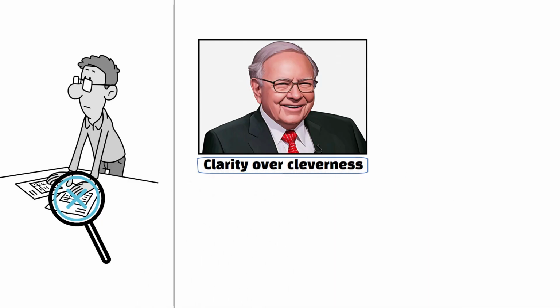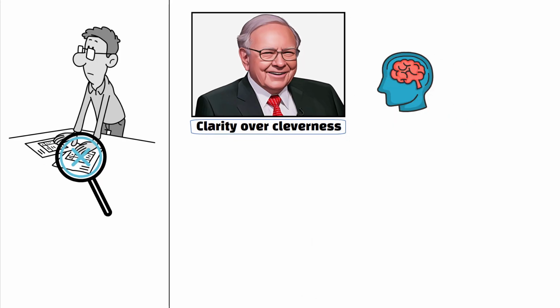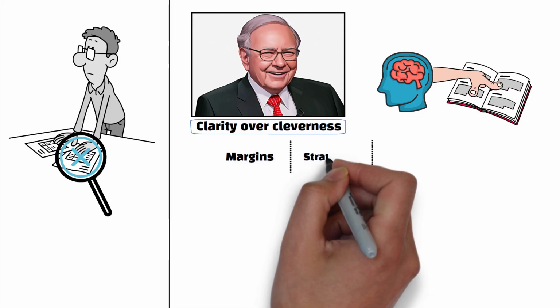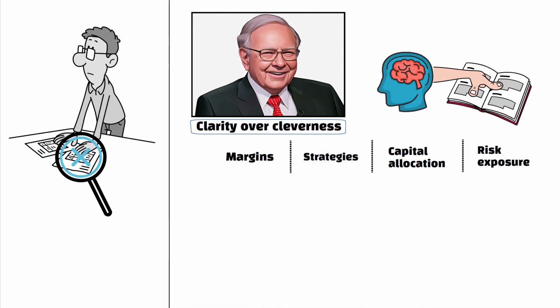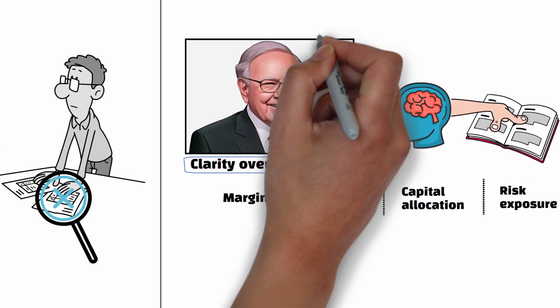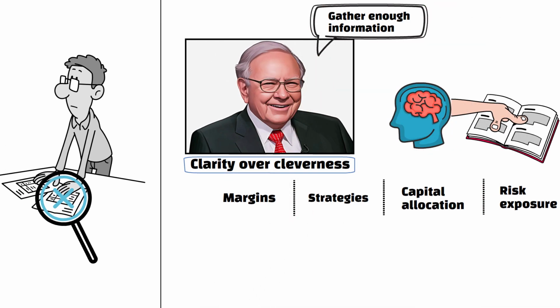By the end of the report, he is not in a rush to make a decision. Instead, he's building a mental model of the business and reads competitor reports, as businesses do not exist in isolation. Comparing margins, strategies, capital allocation, and risk exposure across an industry reveals who is gaining ground and who is losing it. Buffett has said, the goal is to gather enough information to make an intelligent judgment, and that the annual report is where that information lives.